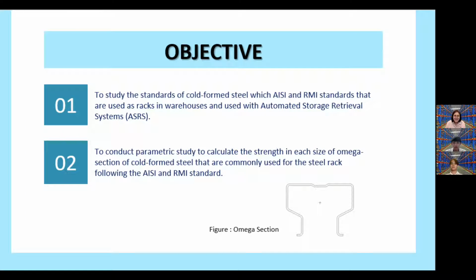For the objective, the first is to study the standard of cold form steel with AISI and RMI standards that are used as rack in warehouses and used with automated storage and retrieval system, the ASRS. The second is to analyze and calculate the appropriate loading on each side of the omega section of cold form steel that is commonly used for steel rack, following the AISI and RMI standards.